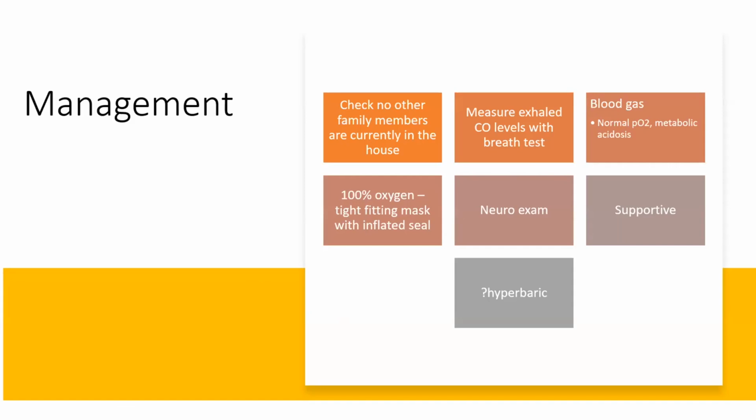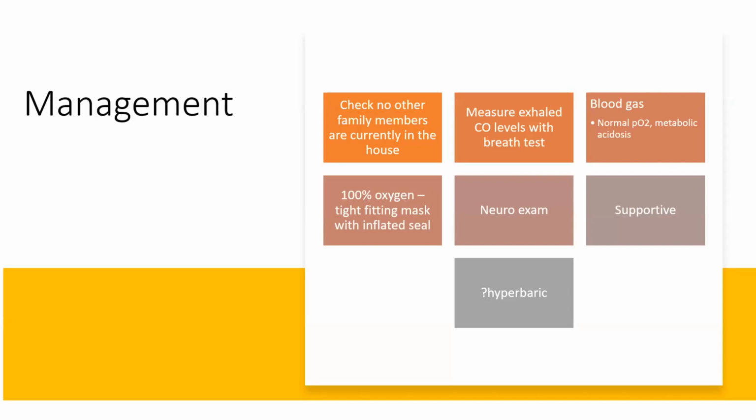So people have different levels. Smokers have naturally higher levels of carbon monoxide in their breath anyway, but there's different cutoff points. So I think less than 3% is normal. And that changes whether you're a smoker or not. So you measure that immediately because those levels reduce the second you leave the environment where the carbon monoxide is higher. And you need to check there's no other family members in the house, so make sure they've not left like an uncle in one of the rooms, because they're at risk of becoming very unwell.